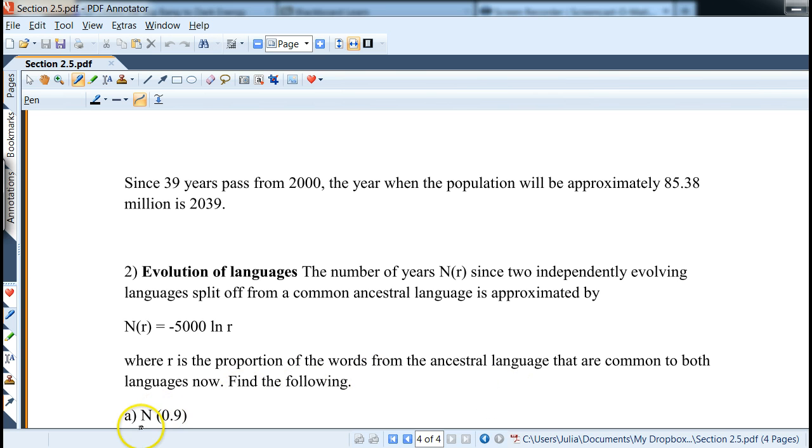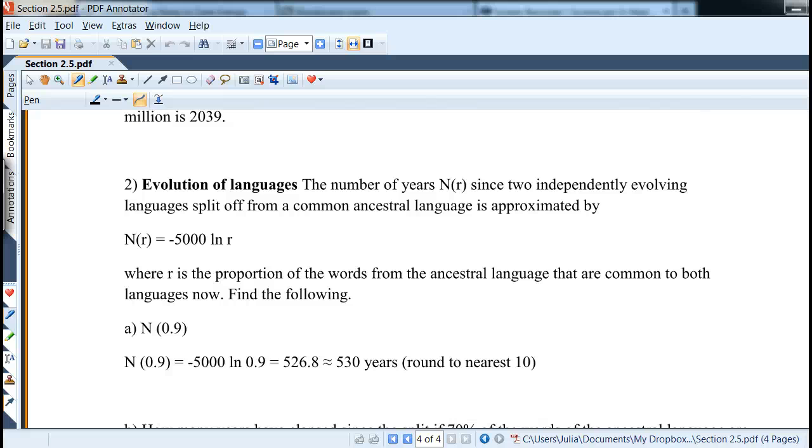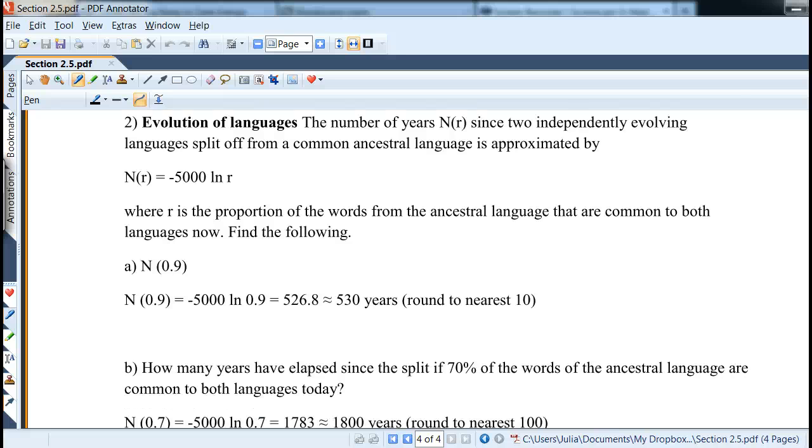So find the following: N of 0.9, which is basically, I plugged it in. Notice I did not use parentheses, but in your calculator you may want to use parentheses around the ln. So I got 526.8, where I rounded to the nearest 10. Some of them are nearest 10, some of them are nearest 100. Remember, you've got to be careful how you approximate it. Hopefully in MyMathLab they specify, but let me know if you're a little bit off. But it's about 530 years, so it's been a few years.